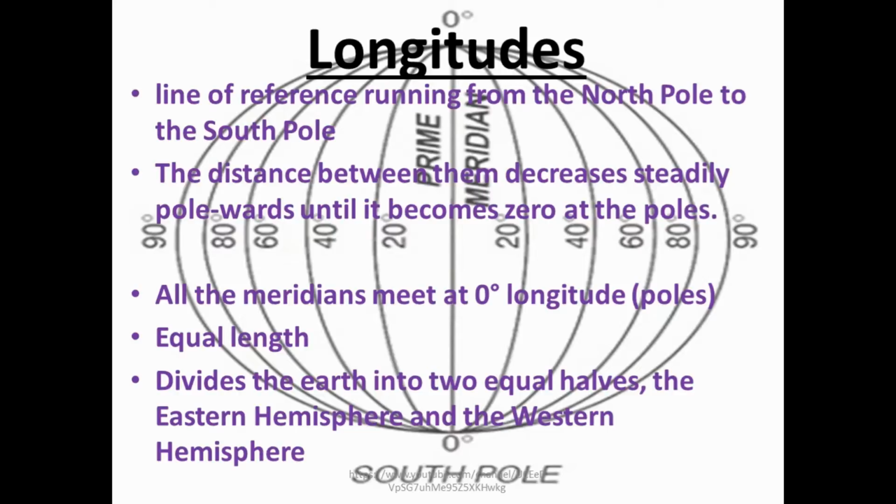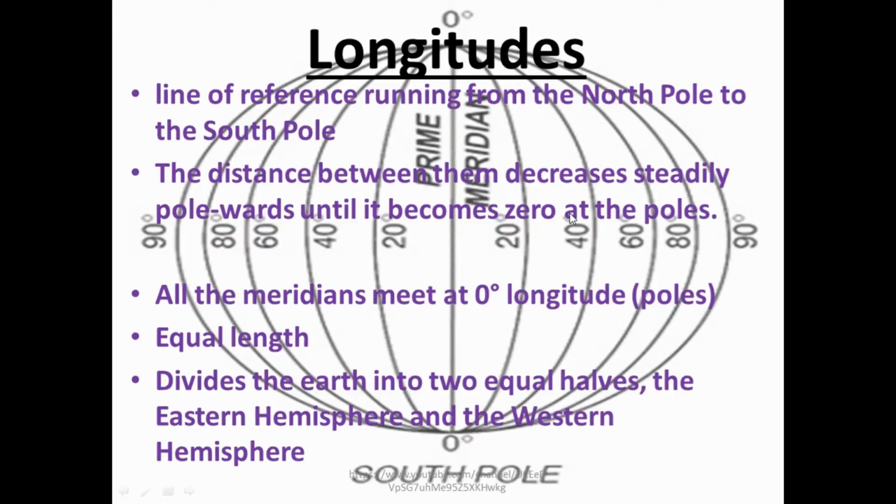Now let us compare with latitudes. Latitudes means we already discussed parallels. The first point, they are also reference lines, but they are not running between the south and north poles. But longitude runs from the south pole to the north pole, and the distance between them decreases steadily polewards until it becomes zero at the poles.